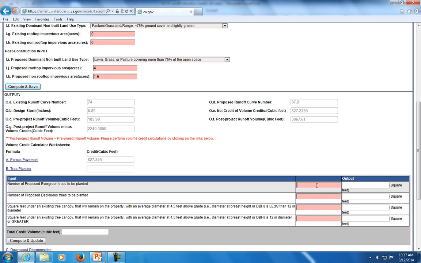We'll put in a number of evergreen trees to be planted. It's asking you for a number, and there's actually a square footage per tree that's associated with that. We'll put 20 and 20 just for kicks, and I'll show you how that works. You're getting more credit for putting evergreen trees in than you are for deciduous. So that shows in the calculator there. Again, this is your output file. So SMARTS is giving you this running total of the amount of credit towards that impervious surface you're putting in.